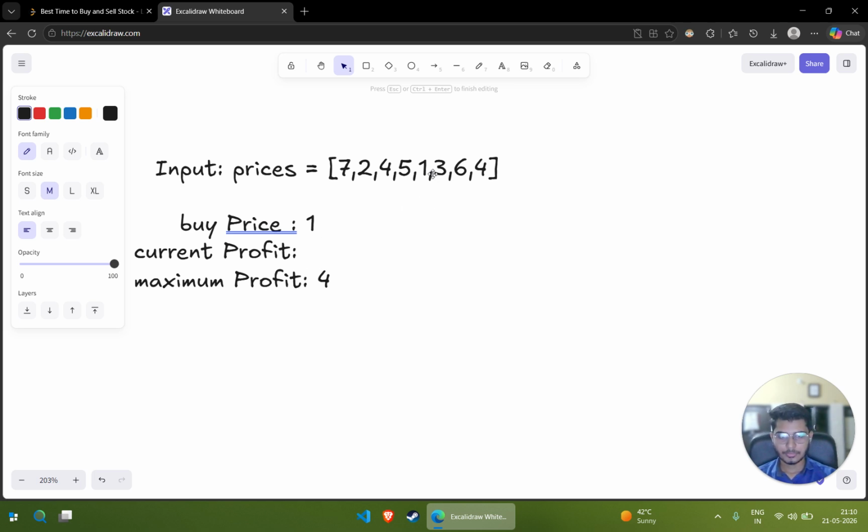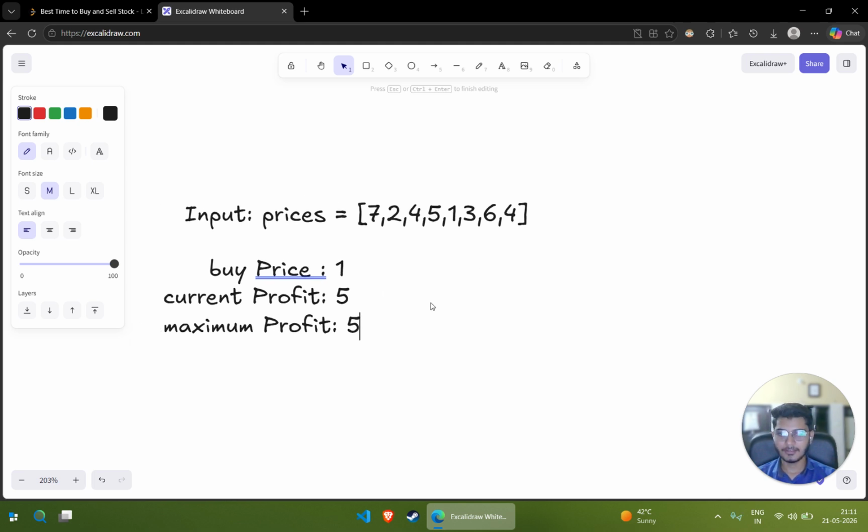As you move forward, 3: the current profit is 3 minus 1, which is 2, and the maximum profit is 4. We will not update it because the current profit is still lower and the maximum profit is greater. And when we move to the 6, here's the main part. The current profit is 6 minus 1, 5. As you can see, the maximum profit will be replaced by 5 because the current profit is greater than the maximum profit. So this is the main idea behind this problem.